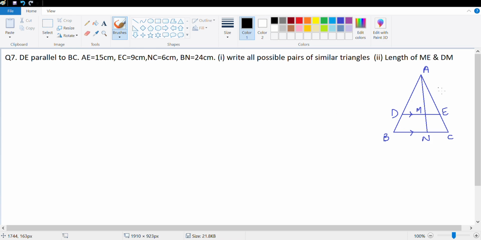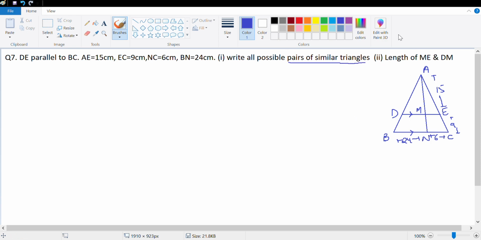Let's just write this down. AE is equal to 15, so which means this is 15. EC is equal to 9, so this is 9. NC is equal to 6, so this small one is 6, and BN is equal to 24, so this is 24. Perfect. We need to figure out, write all possible pairs of similar triangles.